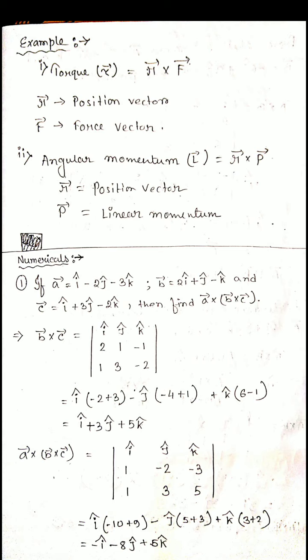You see that A vector equals I hat minus 2J hat minus 3K hat. So AX is 2, AY is minus 2, sorry, B cross C. BX is 2, BY is 1 and BZ is minus 1 in case of B, and C vector equals 1, Cx equals 1, Cy equals 3 and Cz equals minus 2.